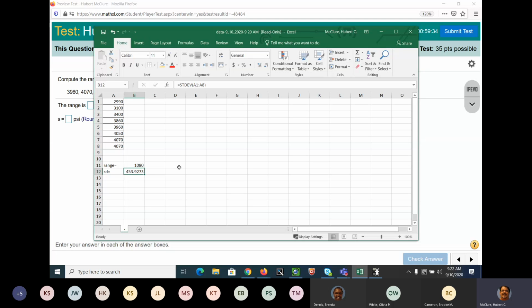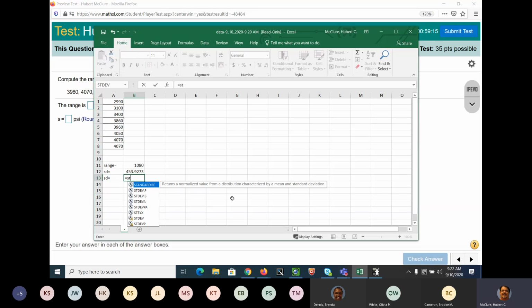I just showed you a shortcut. I'll go through it again. Now this is the easiest way to do it. Standard deviation is equal to, and hit ST, equals STDEV. And then highlight parentheses and highlight all of those, close parentheses.